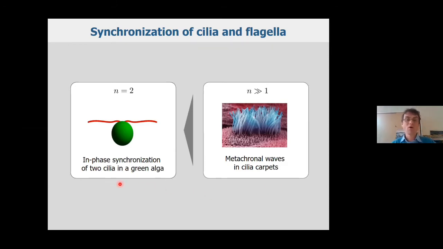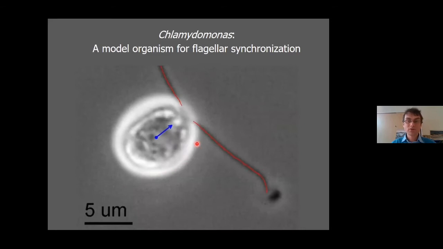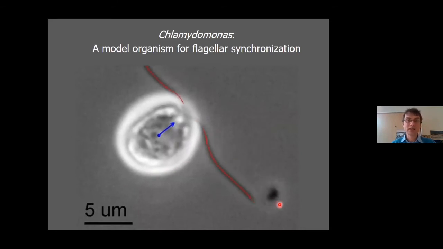Let's do our homework first. Let's first do the hydrogen atom of synchronization research. Let's look at chlamydomonas before we look at the more complicated cases of cilia carpets. So this is a movie of a swimming chlamydomonas cell. We've overlaid already our cilia tracking in red.